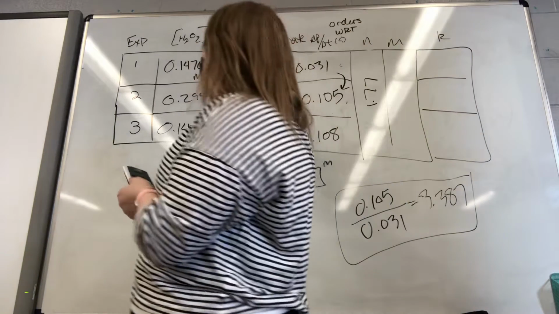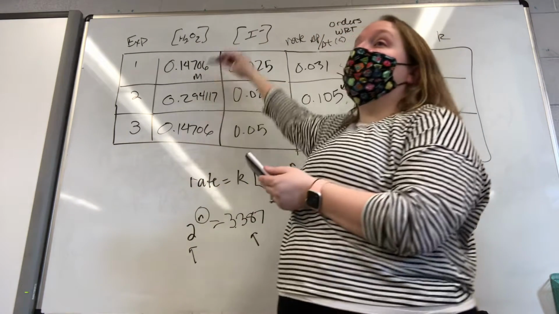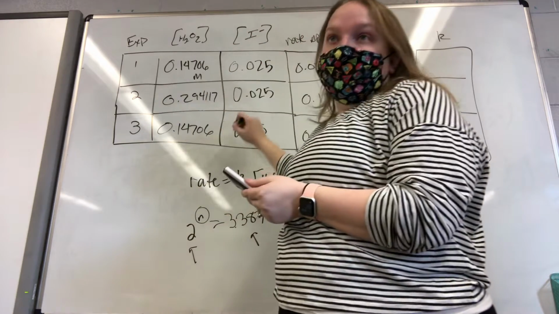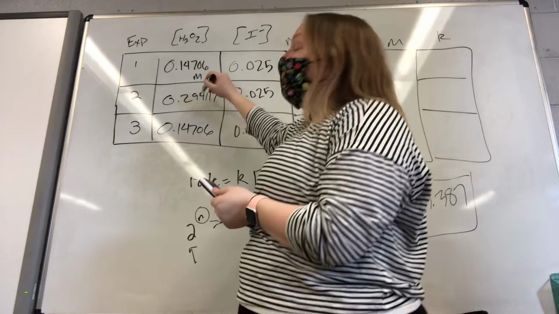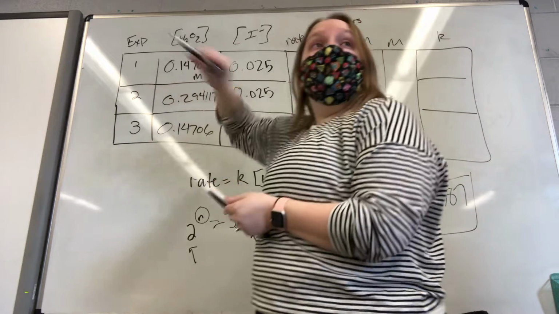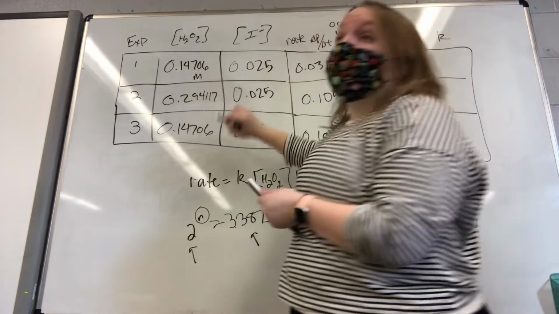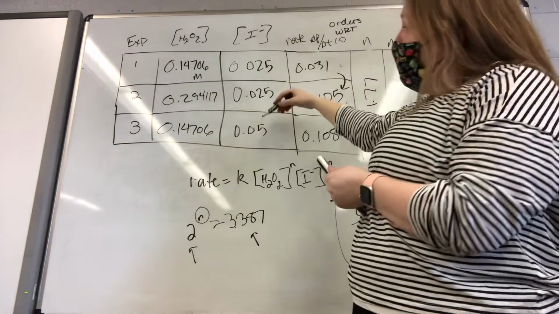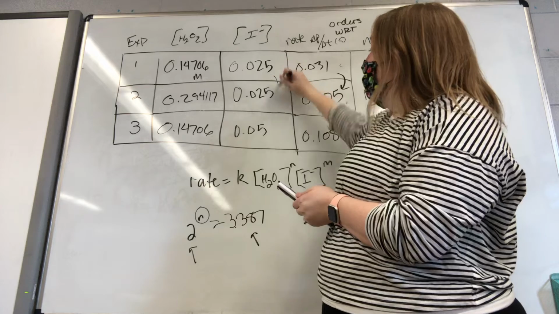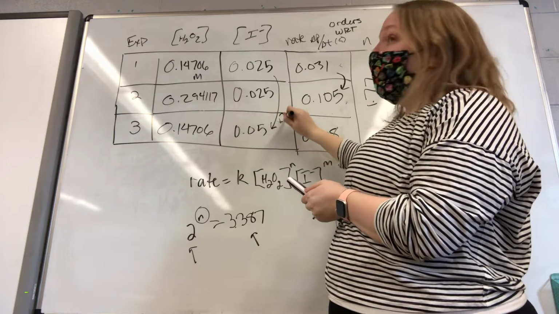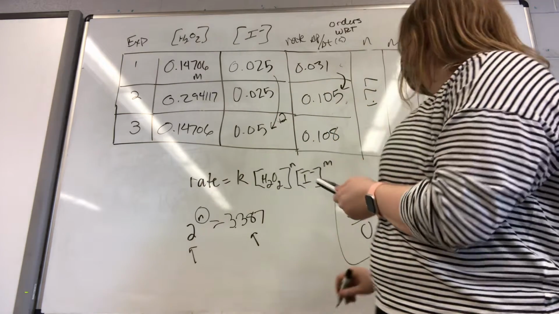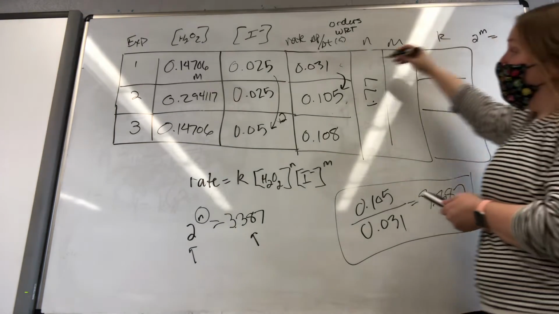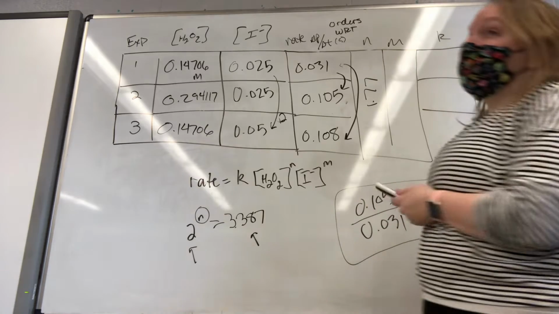With I, we're looking for 2 experiments where H2O2 stayed the same, and all of you have this data the same, right? So all of you should use experiments 1 and 2 to figure out how H2O2 changes, and all of you should use experiments 1 and 3 to determine how I changes. From 1 to 3, I goes up by 2.